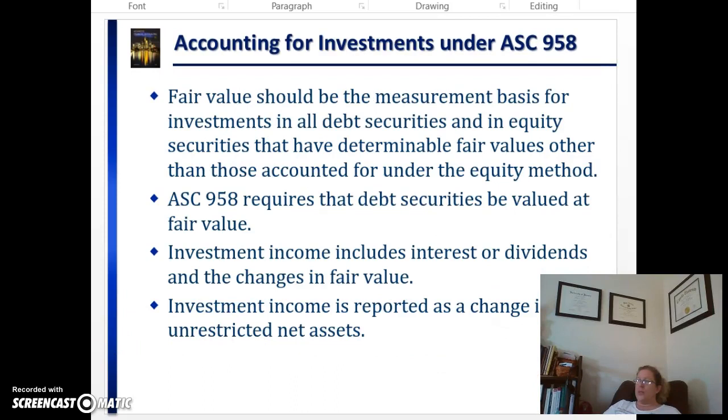Fair value should be the measurement basis for investments in all debt securities and in equity securities that have a determinable fair value other than those accounted for under the equity method. ASC 958 requires that debt securities be valued at fair value. Investment income includes interest or dividends and the changes in fair value. Investment income is reported as a change in unrestricted net assets.